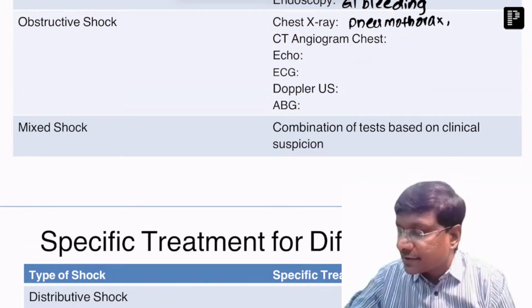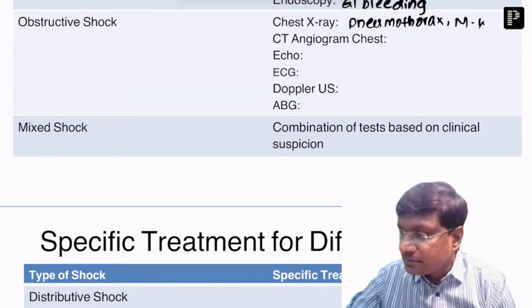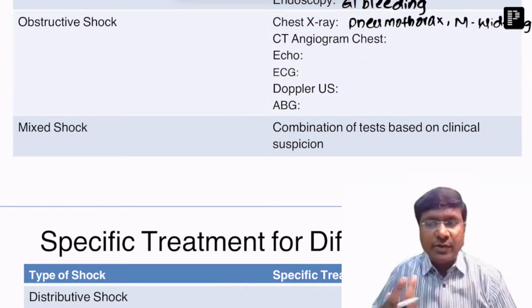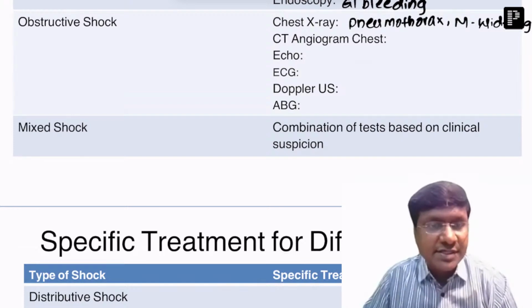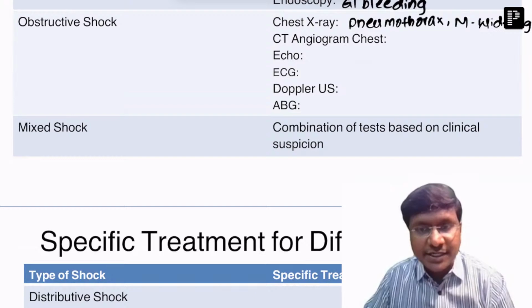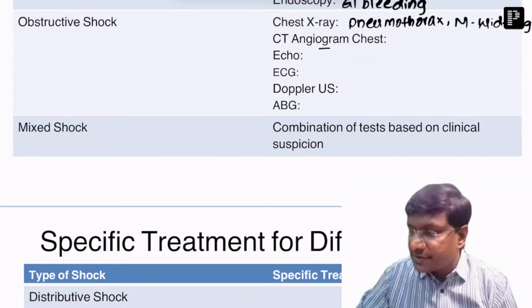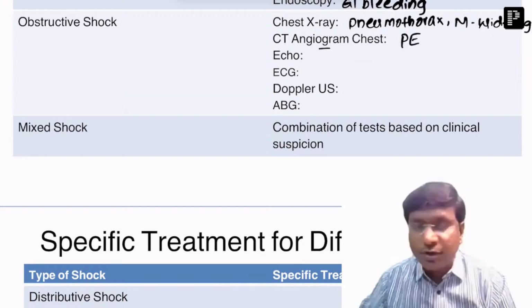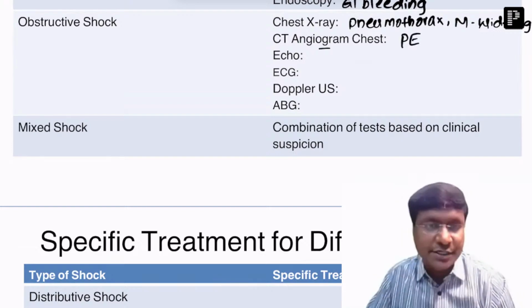And you also need to check if there is any mediastinal widening. Mediastinal widening, where can you observe this? You can observe this in your massive pericardial effusion or cardiac tamponade, which will be causing the obstructive shock. And next is CT angiogram. The purpose of doing CT angiogram is to rule out pulmonary embolism. That is one of the causes for the obstructive shock.